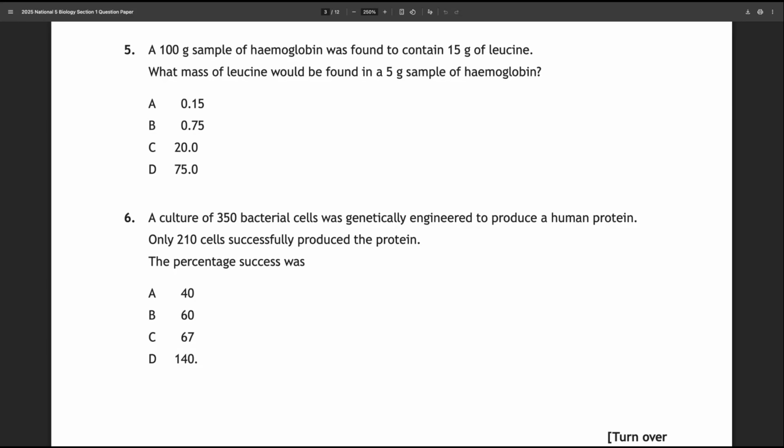Question 6. A culture of 350 bacterial cells was genetically engineered to produce a human protein. Only 210 cells successfully produced the protein. The percentage success was... So it's telling us there's a total of 350 bacterial cells, but only 210 were successful. So we have to work out 210 as a percentage of 350. So we do 210 divided by 350 times 100, and that should give us an answer of 60%, which would be B there. Okay, so that's a simple percentage calculation.